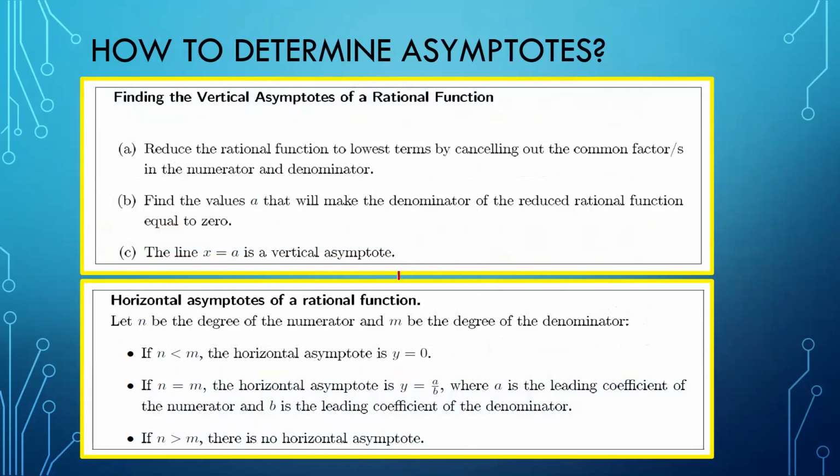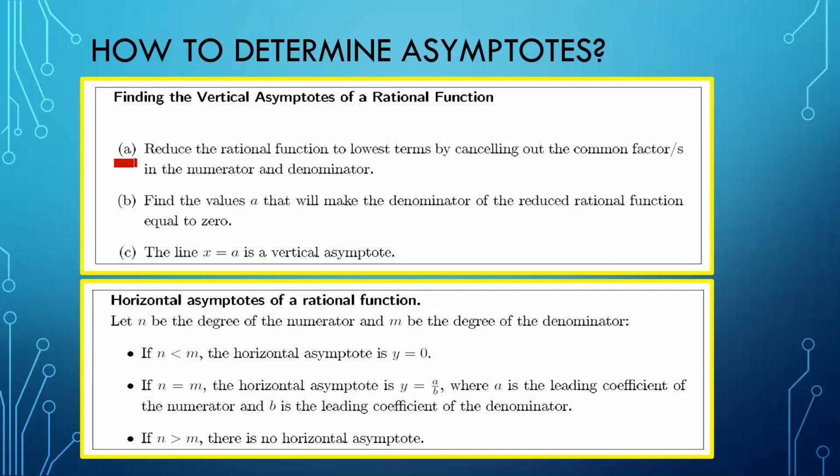First is the vertical asymptote. Step 1 is to reduce the rational function to lowest terms by canceling out the common factors in the numerator and denominator. It is only applicable if we can cancel some factor from the numerator and denominator. Second, find the values a that will make the denominator of the reduced rational function equal to 0. And third, the line x equals a is a vertical asymptote.